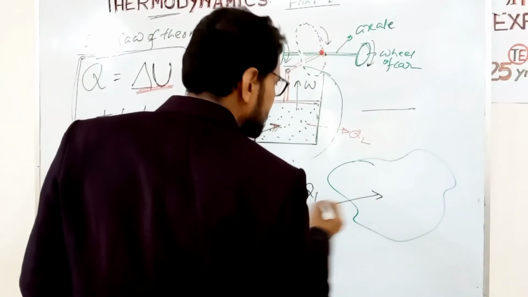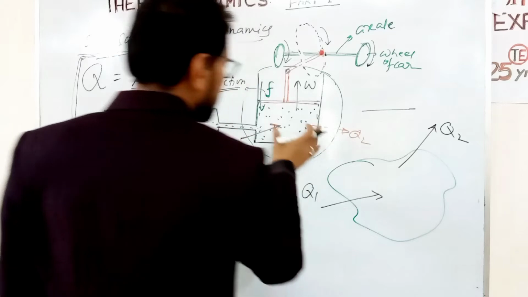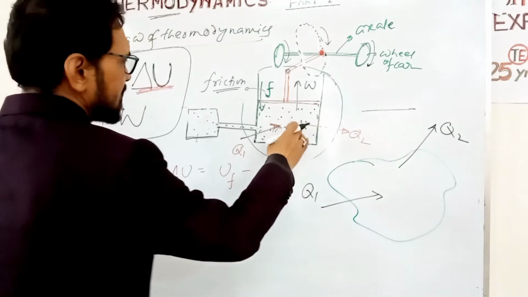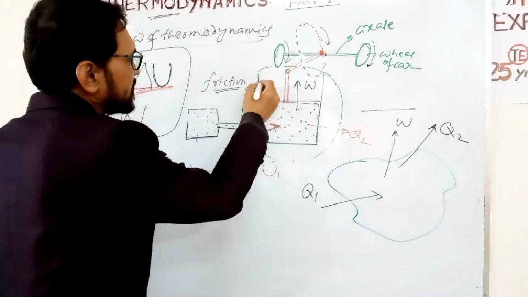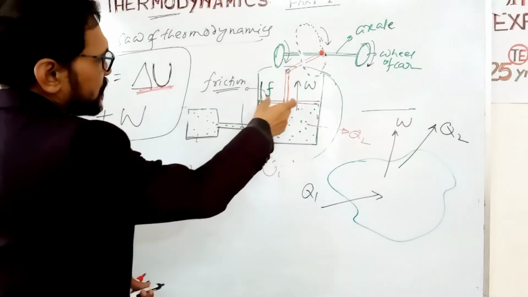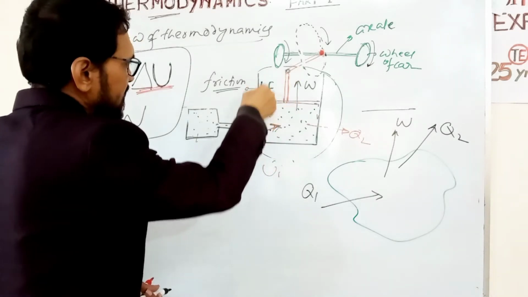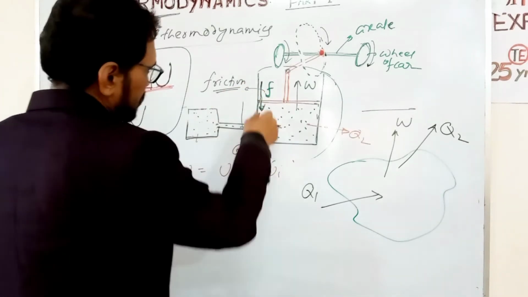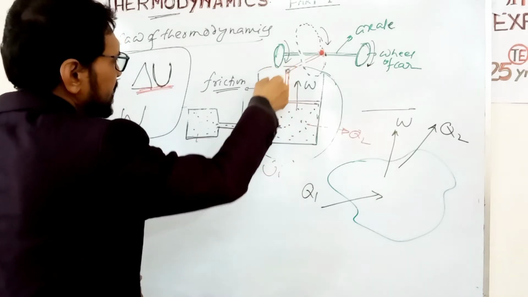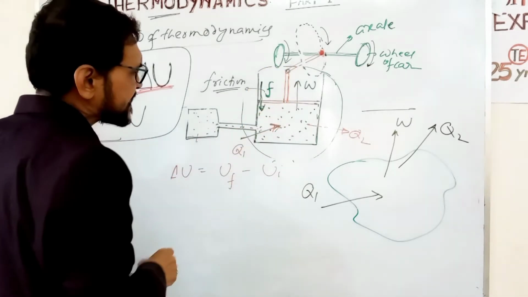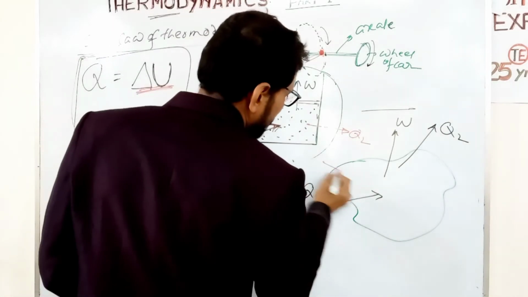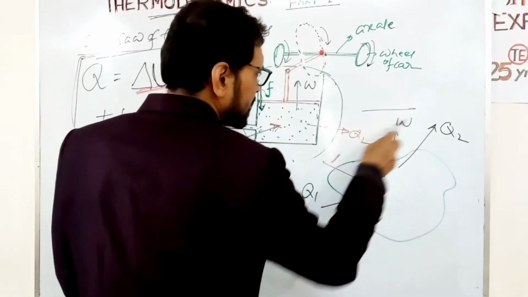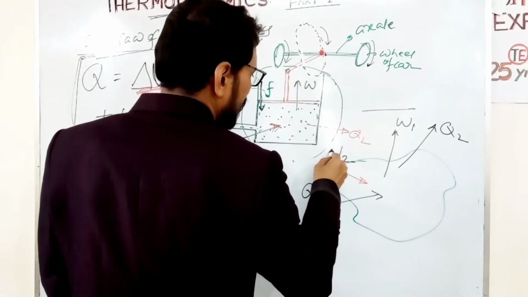Suppose this is Q1, heat supplied to the system, and heat is rejected from the system. We consider this case: heat is supplied to the system and some heat is rejected from the system. Upward, friction acts on the piston, that is, the piston moves against the friction which acts between the container wall and the piston. So when the piston moves upward and friction acts on it, we can say there is work done on the system. Suppose this is W1, and this is work done on the system, W2.